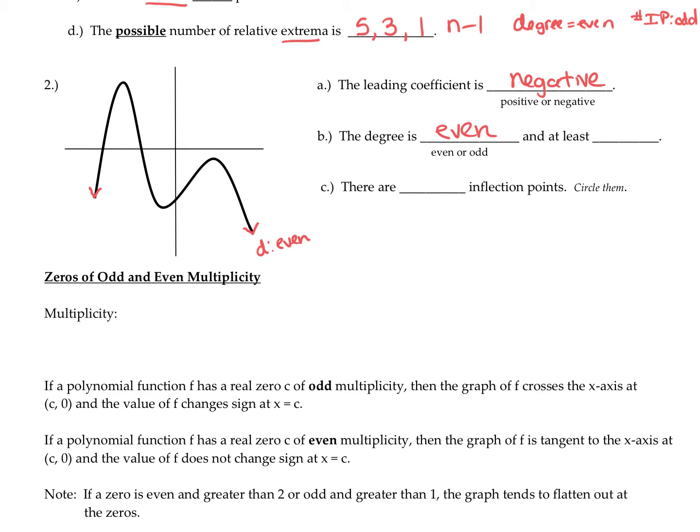and has at least a degree of what? If I look at my extrema, I have 1, 2, 3 extrema. My degree will always be 1 more than my extrema, so it'll be at least a 4th degree, meaning it would have at least 2 inflection points, here and here. Oh, it says to circle them. Here and here.